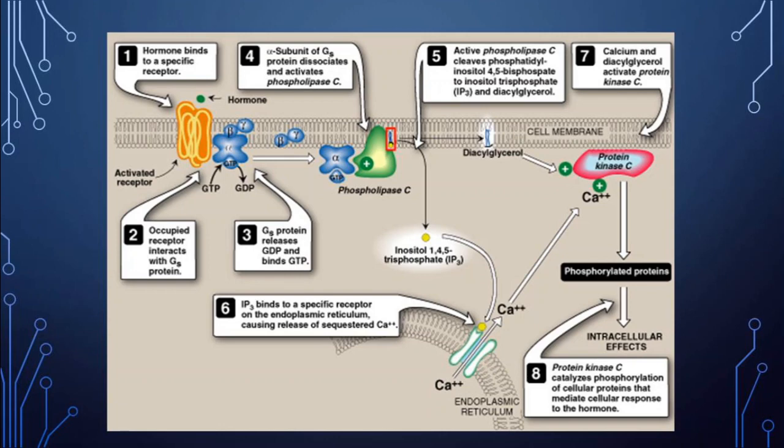So inositol triphosphate has a function of binding to the calcium channels of endoplasmic reticulum, thereby causing release of calcium ions. The diacylglycerol has the function of binding to protein kinase C, which also increases the calcium concentration inside the cytoplasm. So all of these processes, the presence of calcium, which activates the protein kinase C, and the activation by diacylglycerol. The activated protein kinase C further phosphorylates proteins, which causes the intracellular effects.